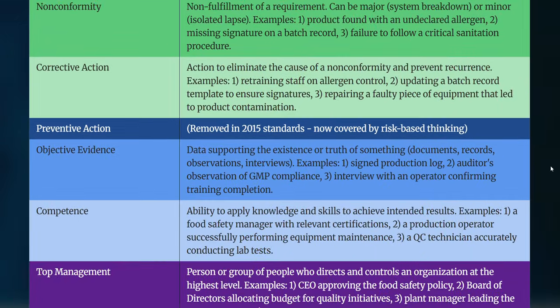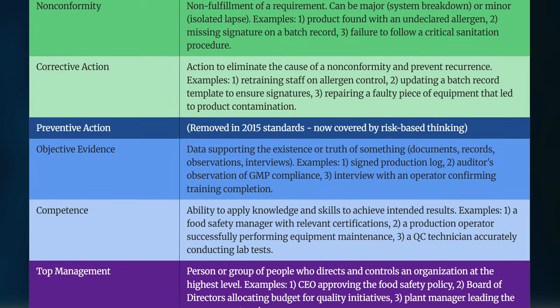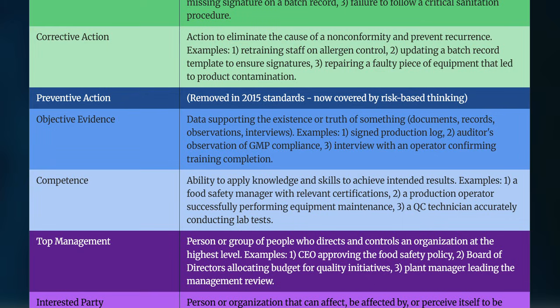And then we have preventive action, which is removed from ISO 9001:2015 standards and now is covered by risk-based thinking. And then we have objective evidence. Objective evidence means data supporting the existence or truth of something, including documents, records, observations, or interviews. Example for objective evidence, you have signed production log or auditor's observation of GMP compliance or interview with operator confirming training completion. Those are all called objective evidence.